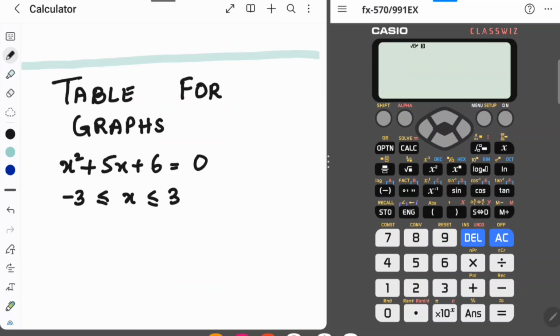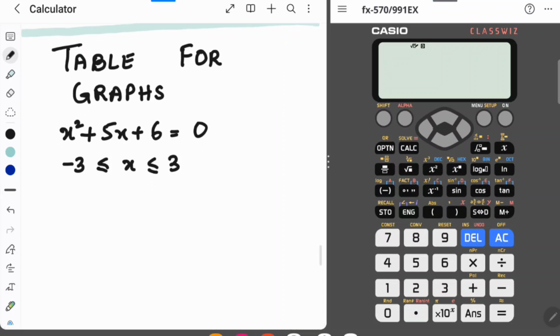Alright, so table for the graphs is the next thing. For example, you have to draw a graph and the table is not given. Mostly they give you the whole table and ask you to fill just 1 or 2 values, so that is easy, you substitute. But if you have to make the whole table, then what do you do? Just go to the menu and then go to the table.